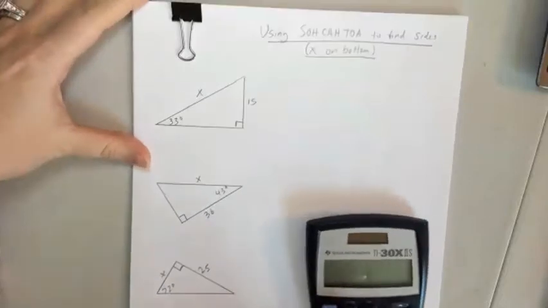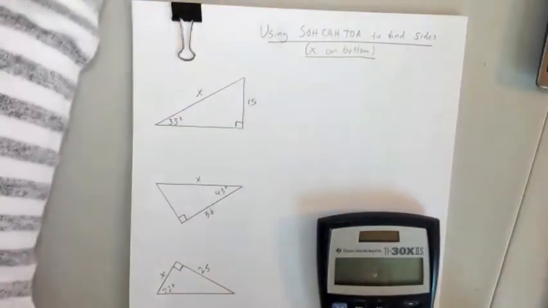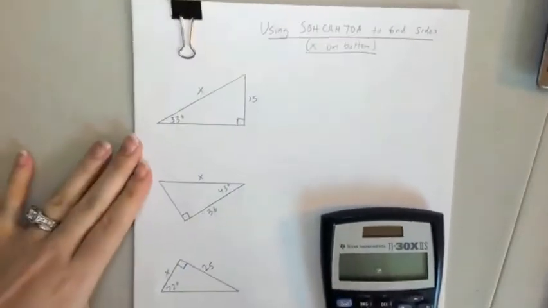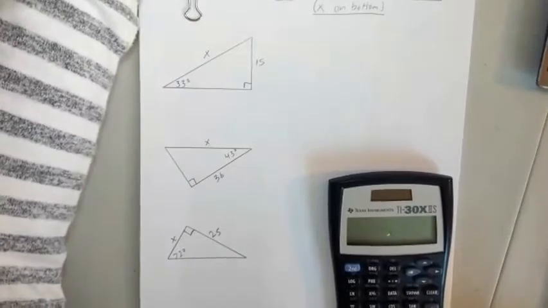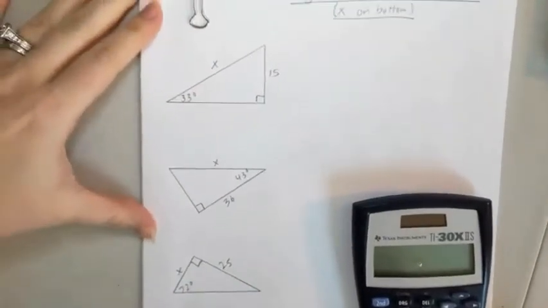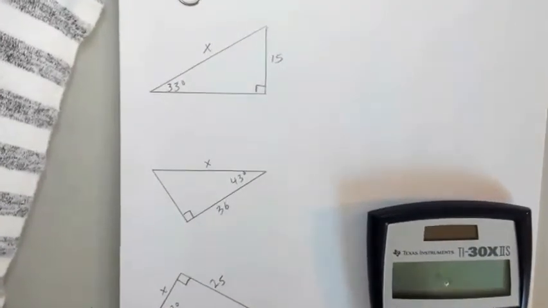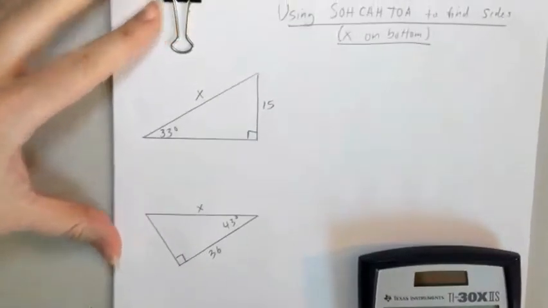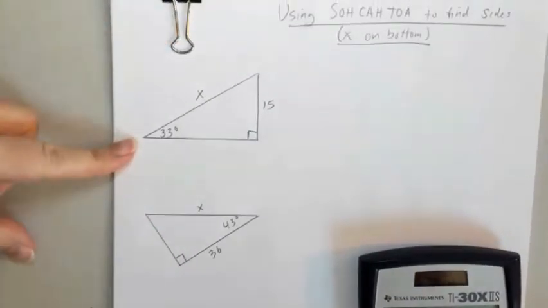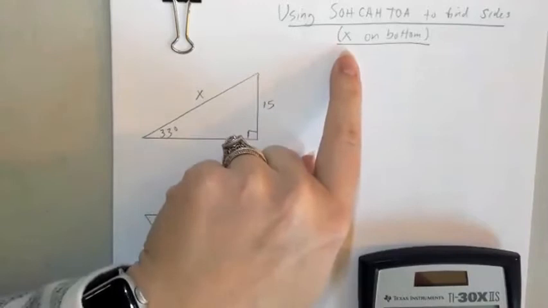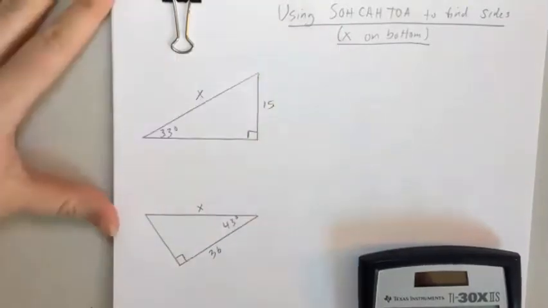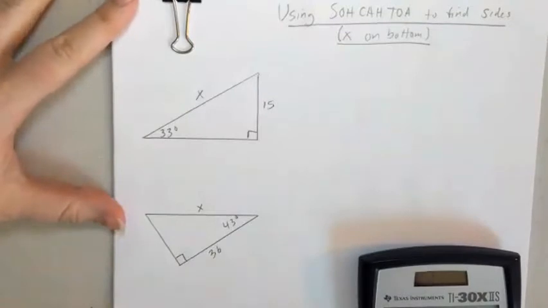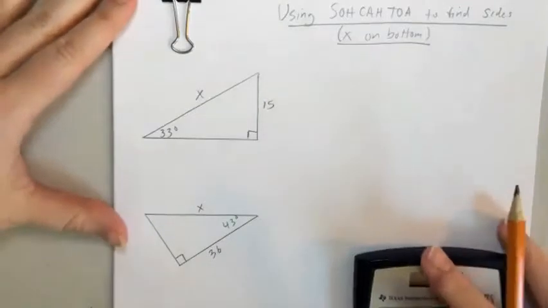All right, so in this video, we're going to use SOHCAHTOA once again to find the measures of side lengths. If you want to pause the video momentarily and get a good triangle drawn out so you can follow along with me. I'm going to zoom in here a little bit. The difference for these examples is that in this set, the variable is going to end up on the bottom of the ratios that we're going to be writing here. So that's going to impact things just a little bit. All right, so let's get started.